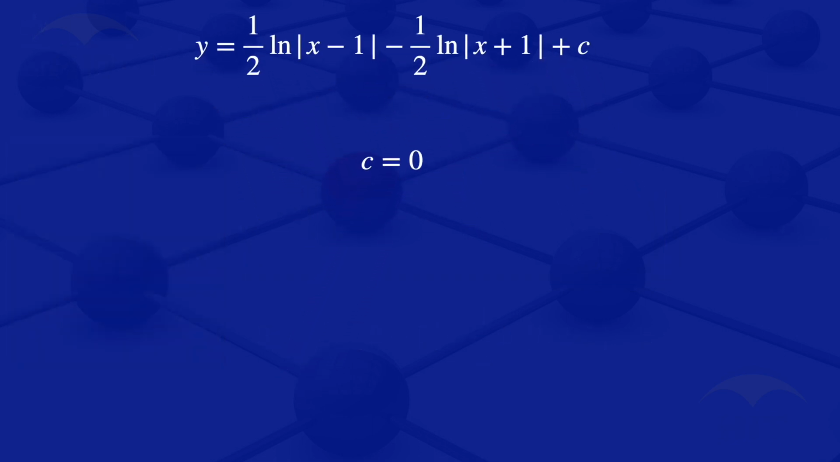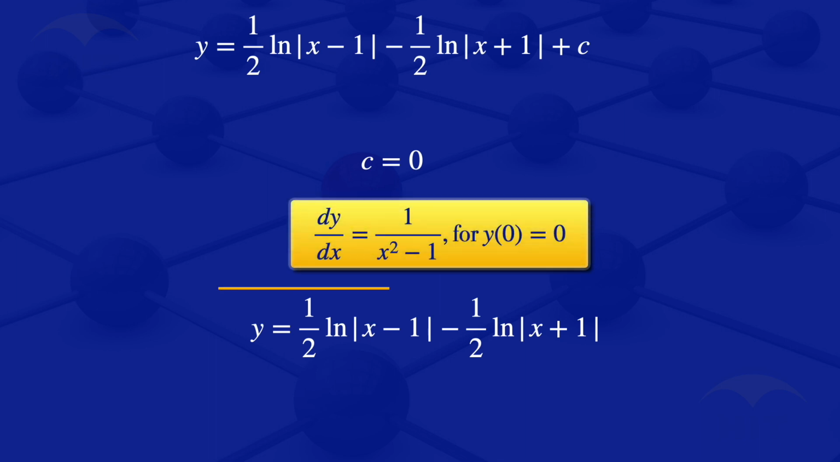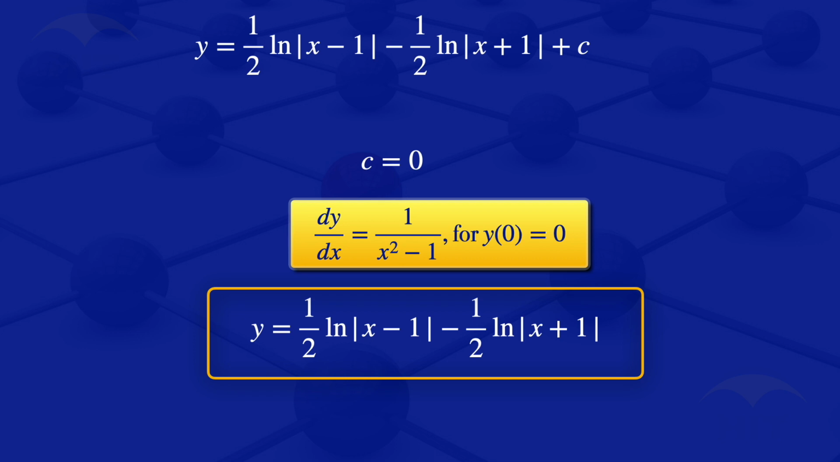And we substitute that c equals 0 into the part where we have the c. So our equation will become y is equal to a half multiplied by ln of the absolute value of x minus 1, minus a half multiplied by ln of the absolute value of x plus 1. So what we are having there is the solution of that first order ODE, given the initial condition y of 0 is equal to 0.